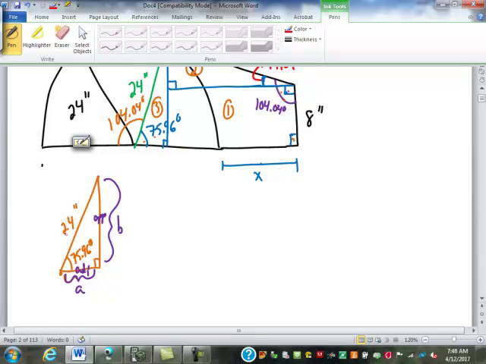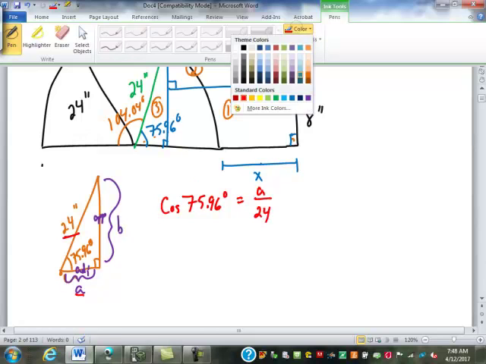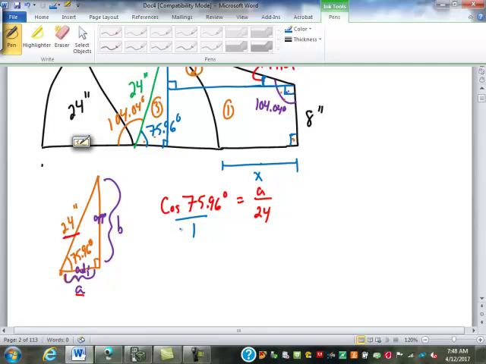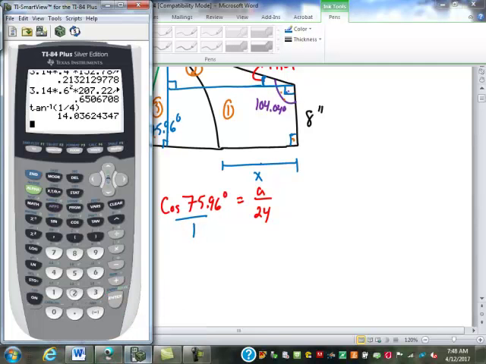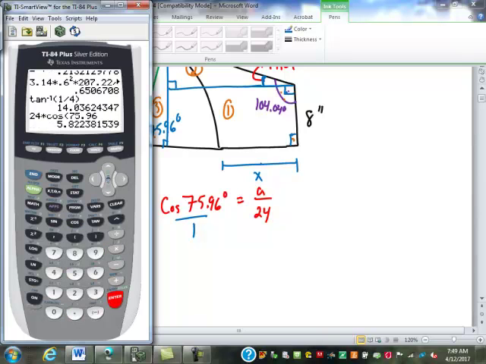I'm going to use my given information, which is that radius of 24 inches, which is the hypotenuse of this triangle. So if I'm finding A, that's adjacent and hypotenuse, that's cosine. So cosine of 75.96 degrees equals A over 24. Put this over 1. I'm going to cross multiply and divide. So 24 times the cosine of 75.96 divided by 1. I get that A is 5.822.